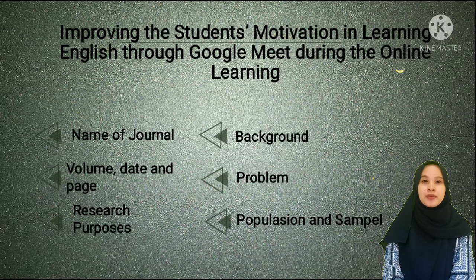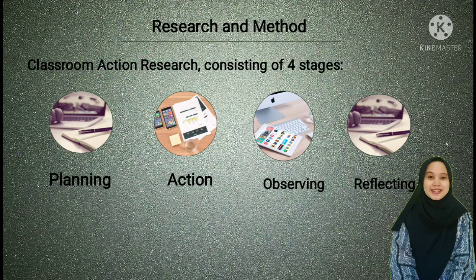The population and sample used a population technique at Junior High School 1 Atap Jarit, Java, and the sample was taken from class 7 students of Junior High School 1 Atap Jarit, totaling 13 students consisting of 5 female students and 8 male students in one class. Okay, next is research and method.